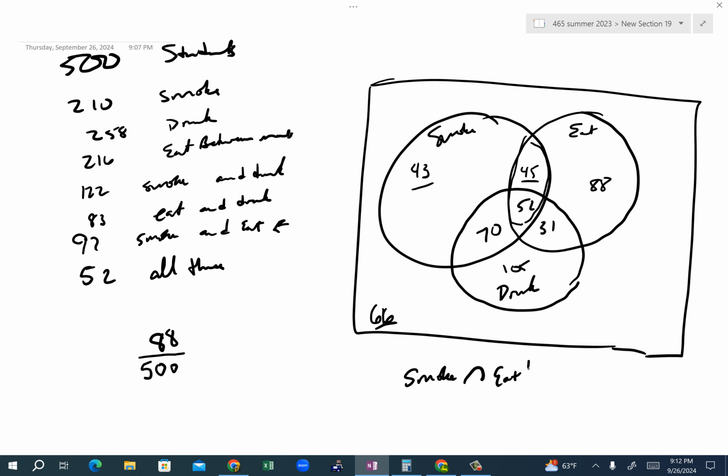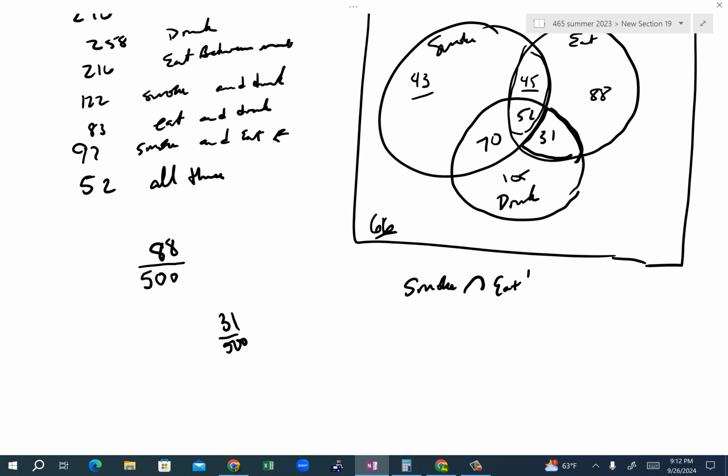Eats between meals and drinks, but does not smoke. So eats, drinks, but doesn't smoke. There are 31 of them. They say eats between meals and drinks, but does not smoke.